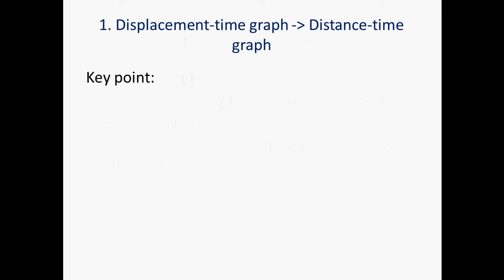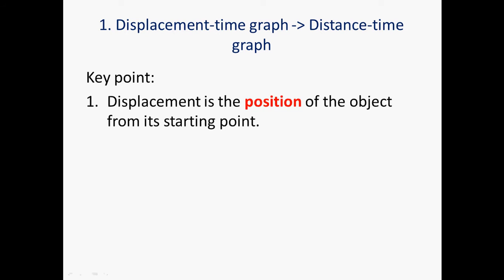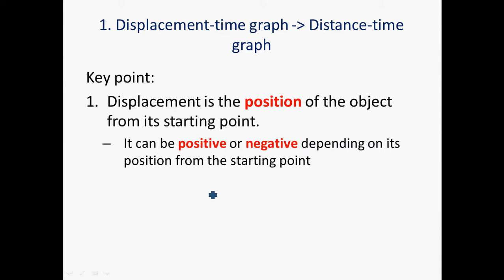So let's look at the conversion between displacement-time graph to distance-time graph first. Now, some of the key points you need to take note of before we dive into this part: number one, displacement is the position of the object from the starting point. So displacement can be either positive or negative depending on its position from the point.